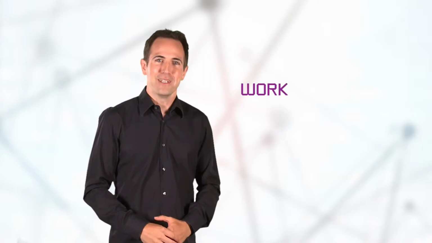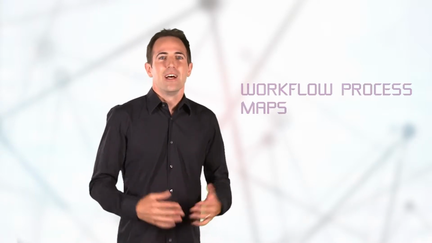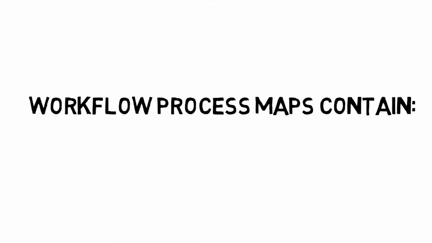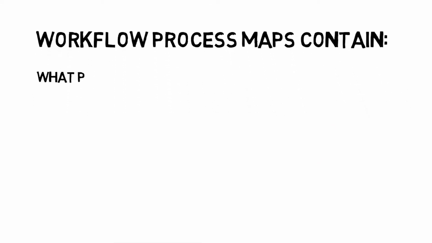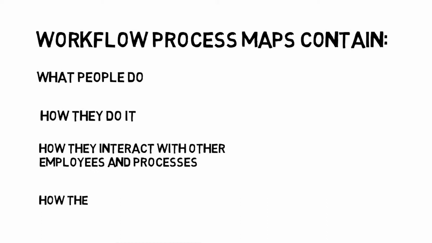So now that you know a bit more about value stream maps, let's look at workflow process maps in a bit more detail. These are process maps with a detailed step-by-step guide to completing a process, with more information on particular inputs and outputs at each stage. These maps will usually have the following elements: what people do, how they do it, how they interact with other employees and processes, and how the entire process flows.